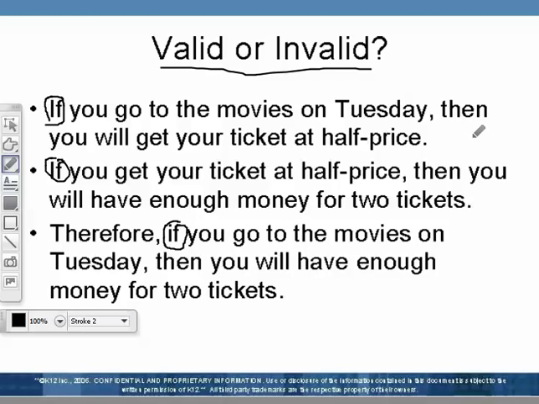And I'm looking at the then statement here, which says you will get your ticket at half price. That means it has to be the beginning of the next one. You will get your ticket at half price. Therefore, what am I saying? If you go to the movies on Tuesday, then you'll have enough money for 2 tickets. That's what this statement says. This is valid, okay, by the law of syllogism.